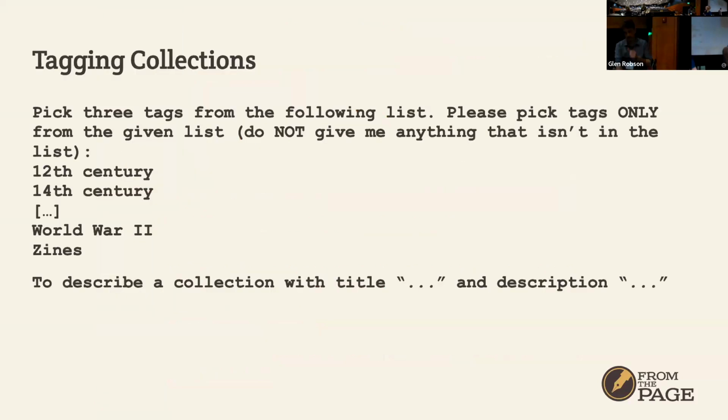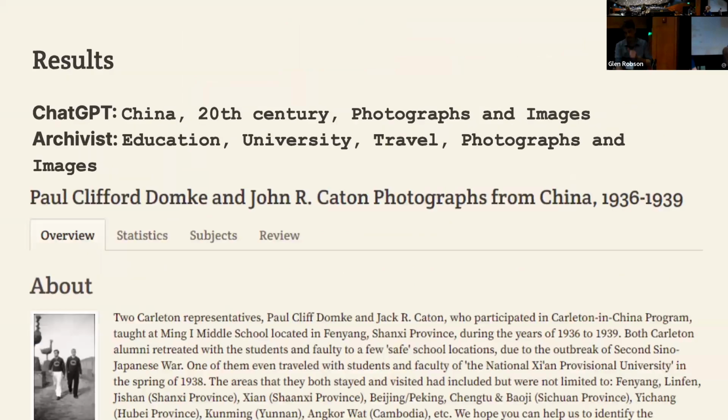So we tried using ChatGPT to automate the process and compare its results with the results that a trained archivist had done. How did it do? Well, again, it did pretty well. There is a lot of overlap between the human results and the AI results. In this case, it tagged a collection with China, which the archivist missed, but it missed travel, which the archivist had provided, both of which I think would be pretty valuable and more valuable than, say, university, for example. And we did have human review before we actually rolled this out.